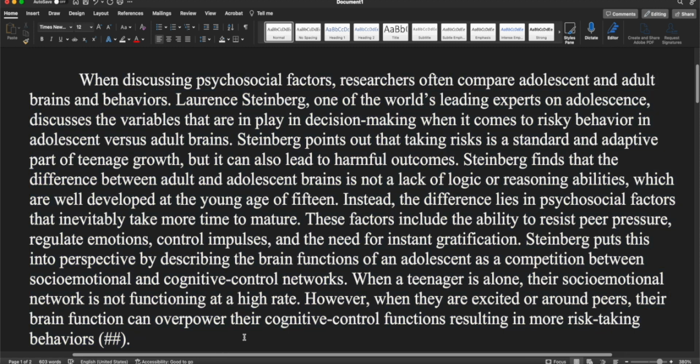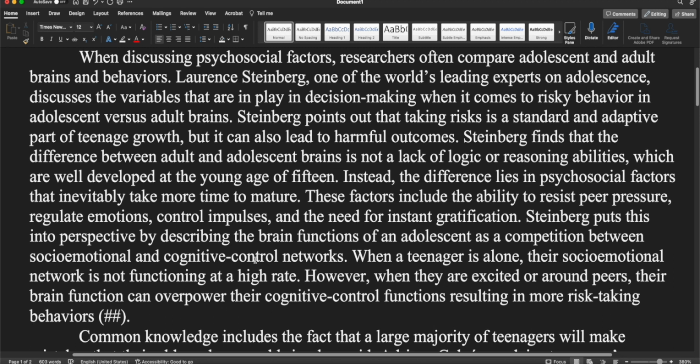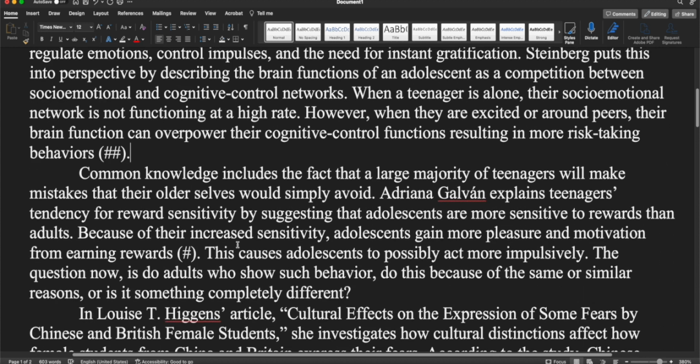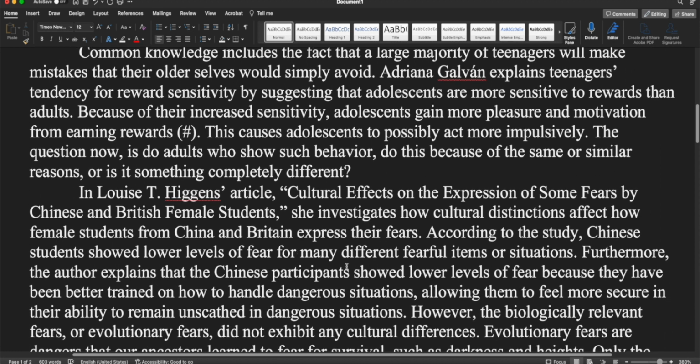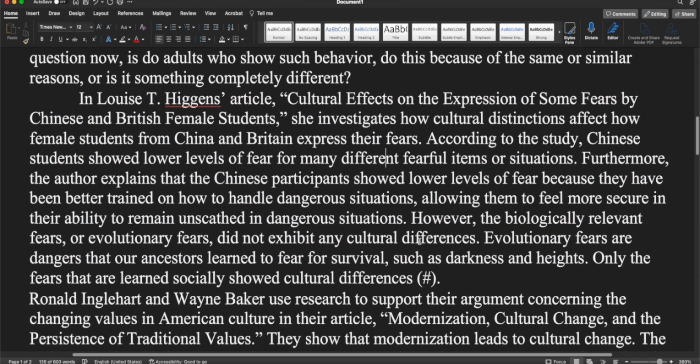Okay, so structurally overall, we have a section on teenagers and what psychosocial factors are for teenagers, right? And then we have a section on how teenagers are impulsive because they're more sensitive to reward, right? And in this one, we know this is saying that certain fears are universal, heights, darkness, things like that. However, it's also possible for culture to select for certain fears, right? And to culturally push us towards certain fears.